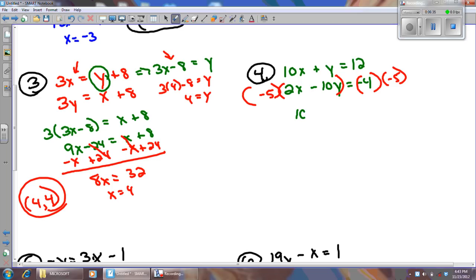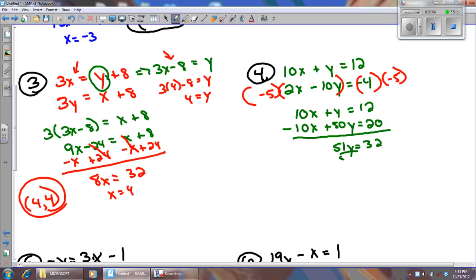So my top equation is still 10x plus y equals 12. But my bottom equation turns into -10x plus 50y, and that's going to equal positive 20. Am I doing this right? I think I am. I don't think it's coming out very pretty, but that's okay. It doesn't have to. I'm going to get 51y, which is going to equal 32.